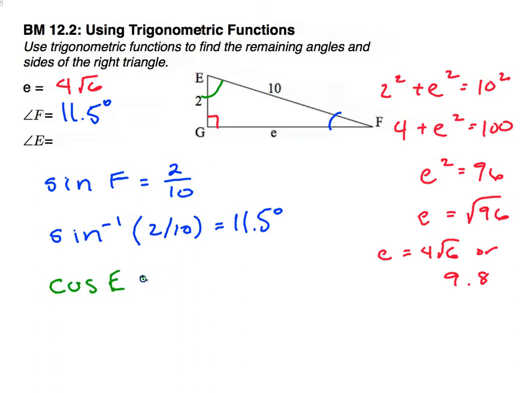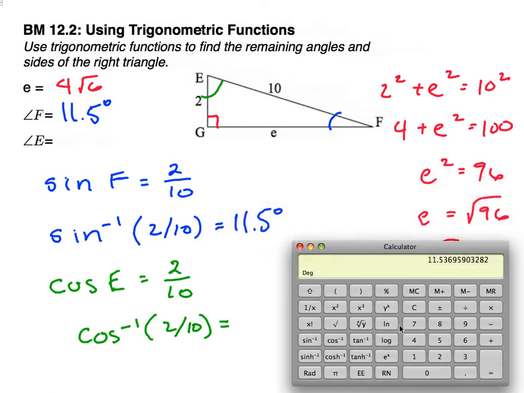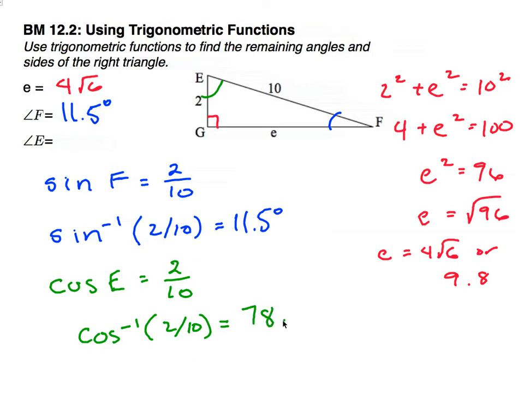So the cosine of angle E is 2/10. Inverse cosine of 2/10 will equal, switching back to my calculator, 2 divided by 10 equals, and then inverse cosine, and I get 78.46, which rounds to 78.5 degrees.